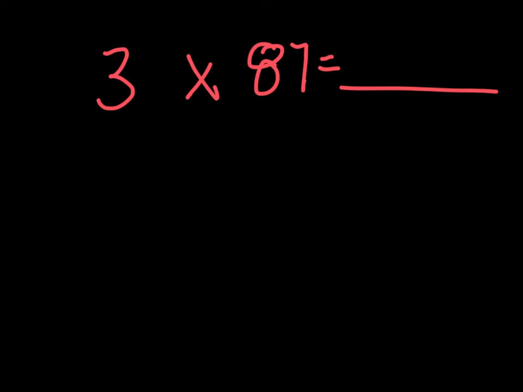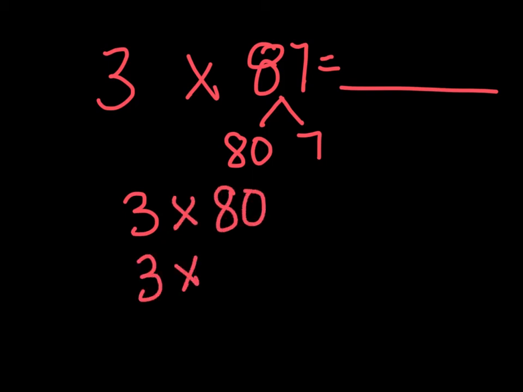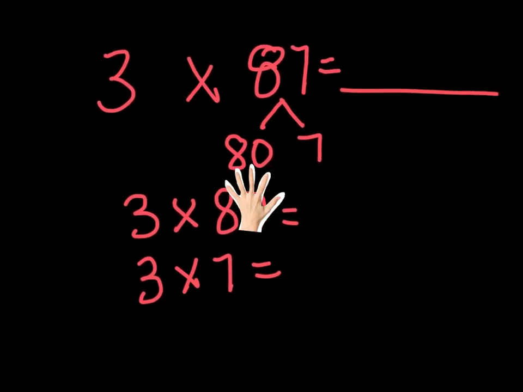We're going to do 3 times 87. So, step 1, hopefully you said use expanded form. So we get 80 and 7. Step 2, rewrite your multiplication problems. 3 times 80 and 3 times 7. Don't forget to cover up your 0, and then you're going to use a multiplication strategy to figure out what 3 times 8 is. 3 times 8 is 24. And don't forget to add that 0 back.